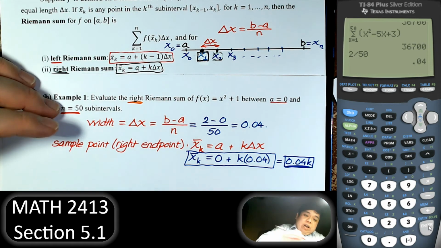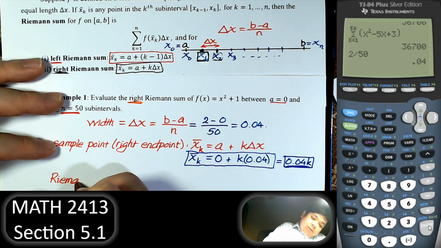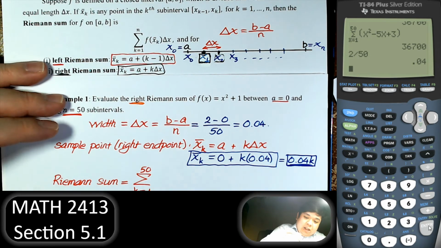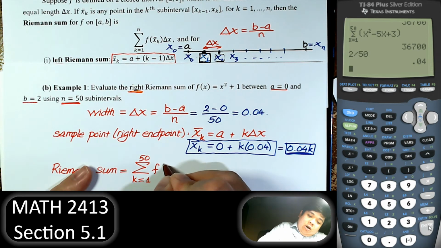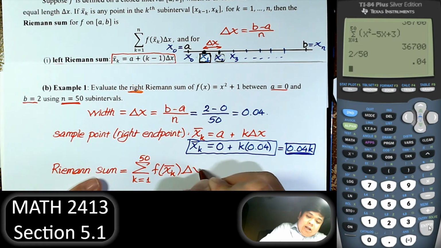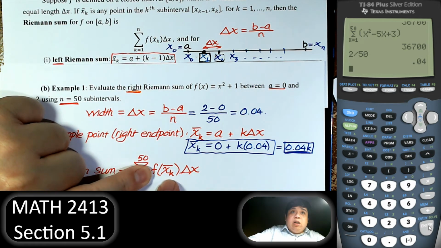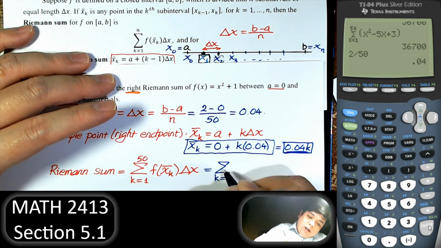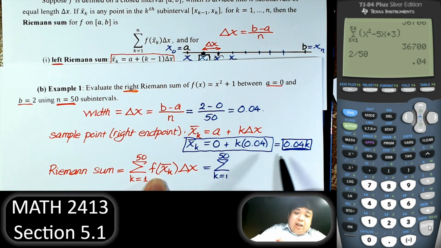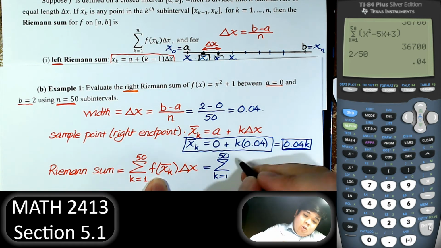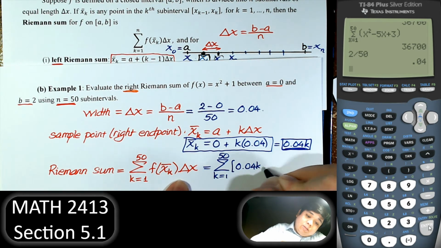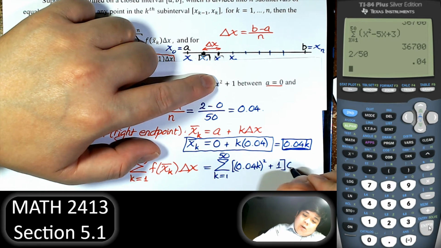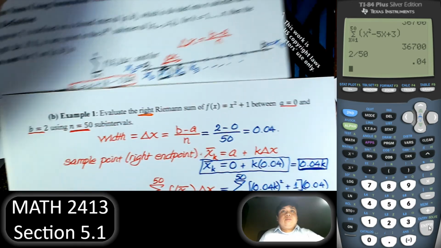And finally, the Riemann sum we can write as the summation. We use 50 rectangles, so we go from 1 to 50. The function at the sample point times delta x. So the function at those sample points gives us the height times the width. So put all the numbers together. k equal to 1 to 50, f of xk bar is the function x squared plus 1. So we will have 0.04k squared plus 1, times delta x, 0.04. Right, now let's focus on that.